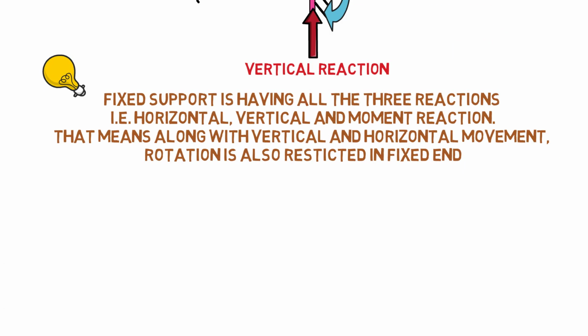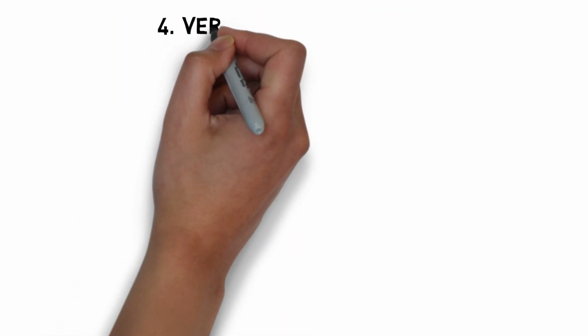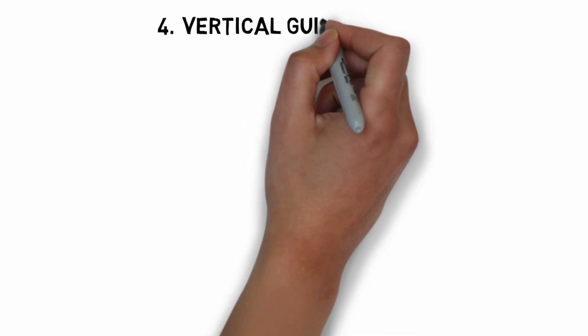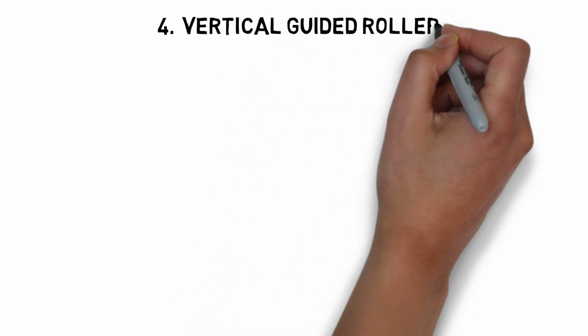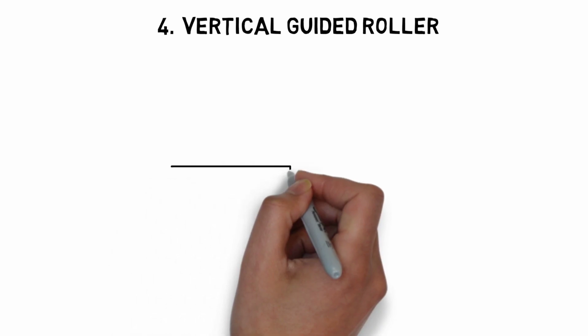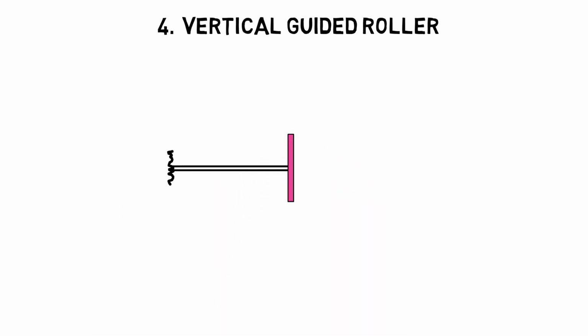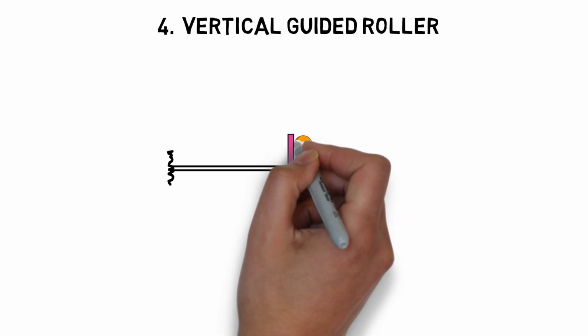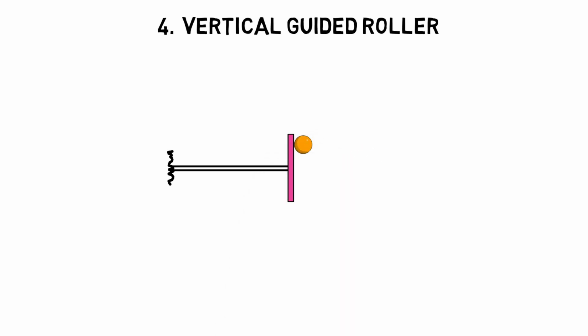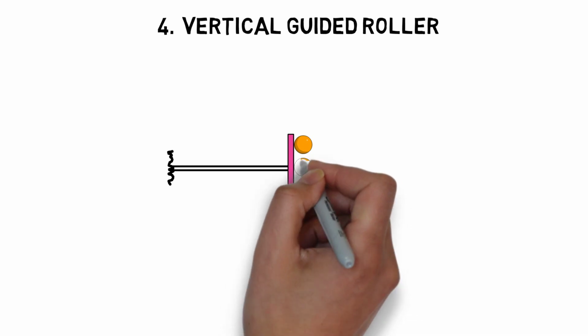Next type of support is guided roller. Guided rollers are mainly classified into two types. First, vertical guided roller, and the second one, horizontal guided roller. First, let's see the vertical guided roller. The following is the representation of vertical guided roller.